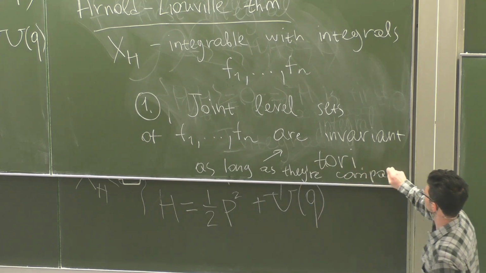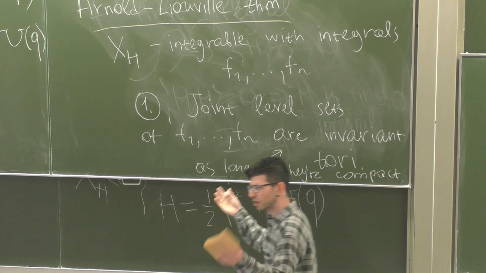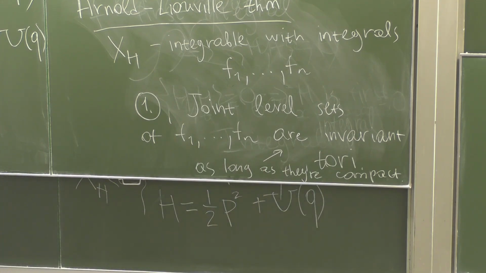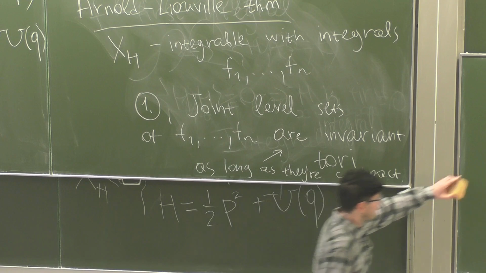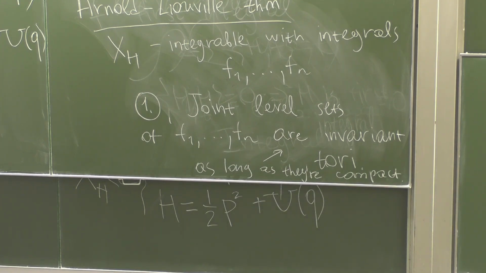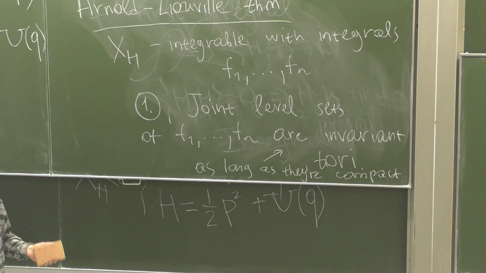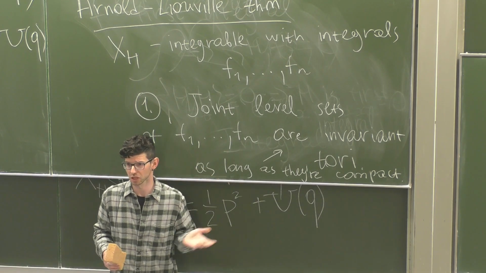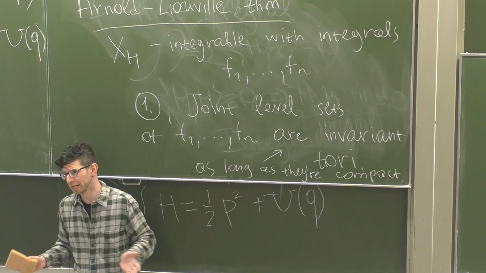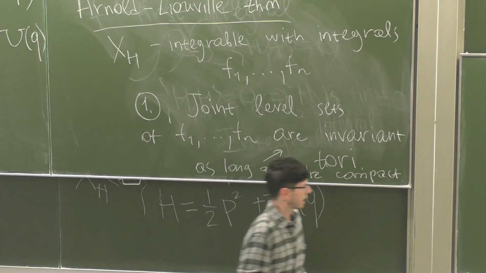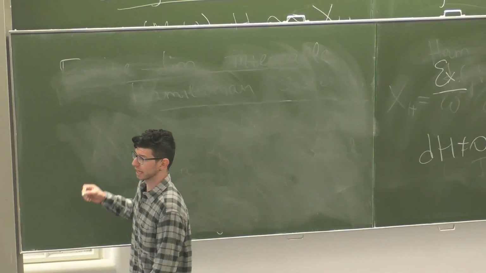So the technical statement is that if you have a regular joint level set and it's compact, then it's a torus. In general, a joint level set of n functions could be any n-dimensional manifold, but here the claim is that it's a very simple n-dimensional manifold. It's a torus. Also, if you care about symplectic geometry, then you could say it's a Lagrangian torus, which means that the restriction of the symplectic form to it is 0. We don't care about that too much because we want to study dynamics. So that's the first claim.